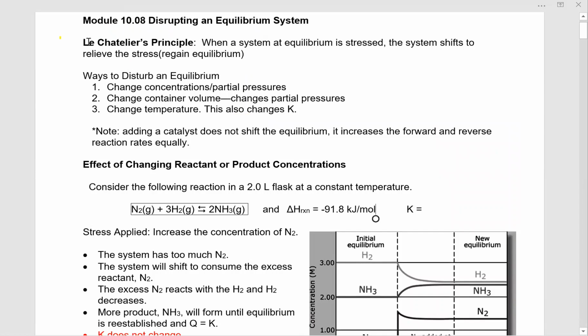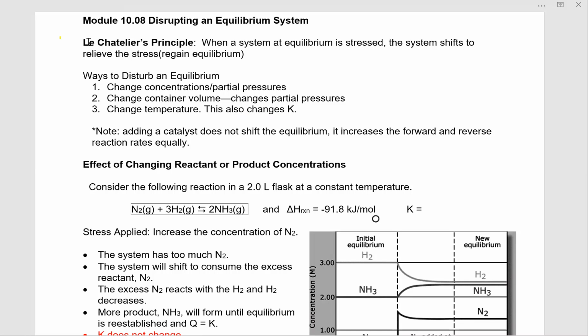This is Module 10.08, Disrupting an Equilibrium System, also known as Le Chatelier's Principle. Le Chatelier's Principle says, when a system at equilibrium is stressed, the system shifts to relieve the stress. It tries to regain the equilibrium. What this means is the system tries to get back to the original equilibrium position, but it never can get all the way back.